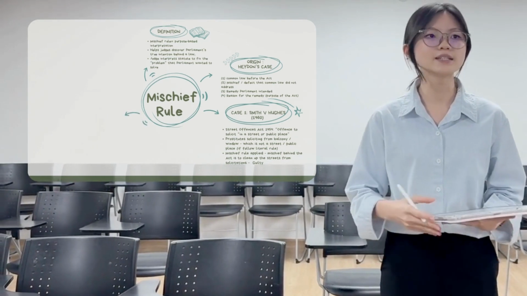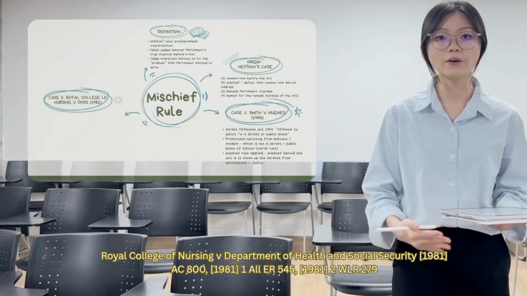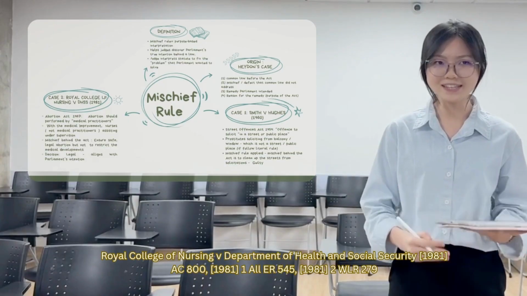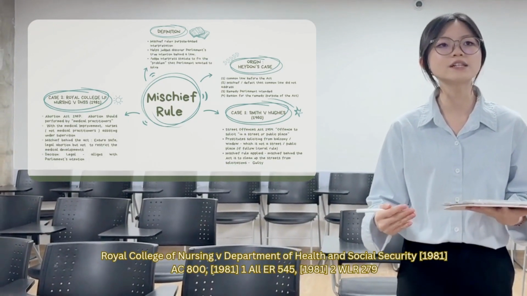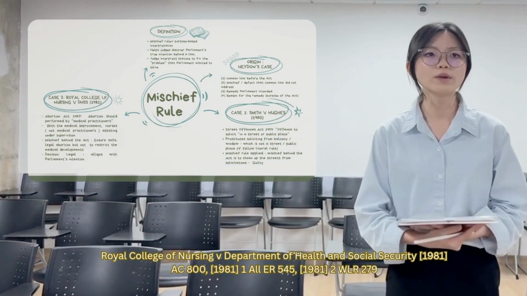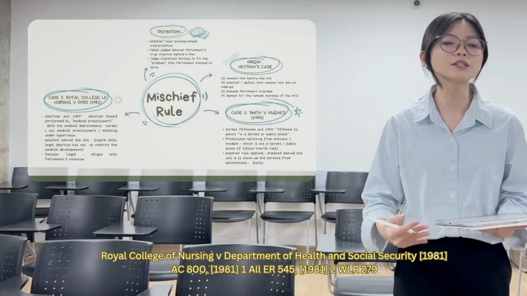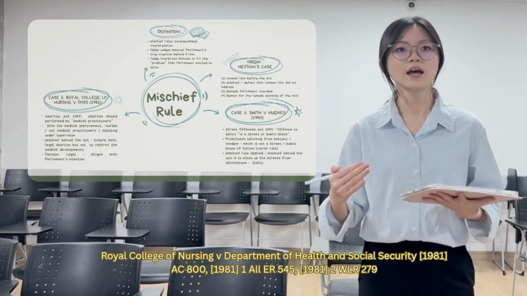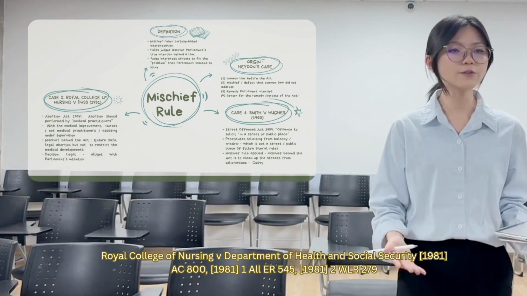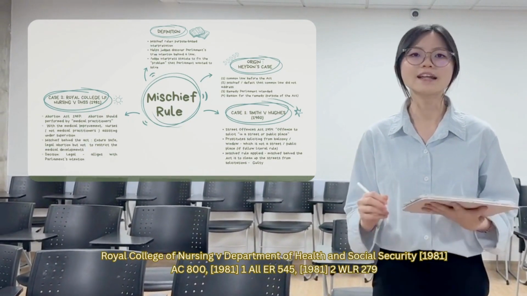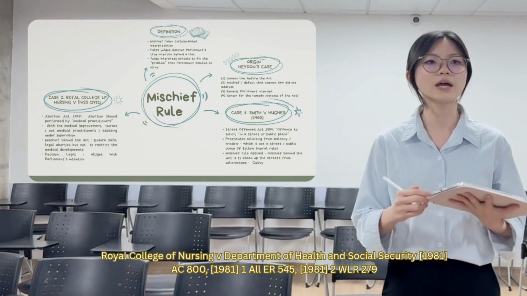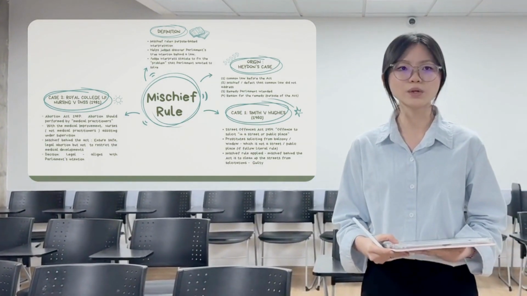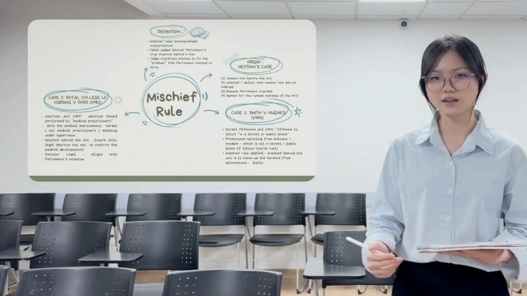Another case is Royal College of Nursing v Department of Health and Social Security. The wording of the Abortion Act 1967 stated that the abortion should be carried out by a registered medical practitioner. However, with medical improvement, nurses began performing parts of the procedure under doctors' supervision. If the literal rule was applied, this abortion would be illegal. Therefore, the House of Lords applied the mischief rule and decided that the purpose of the Act was to ensure safe and legal abortion, but not to restrict medical progress. Therefore, nurses working under doctors' supervision were acting within the law.